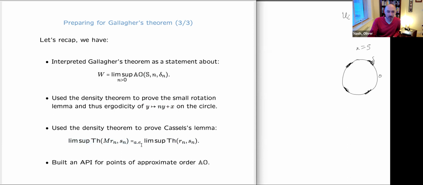And Castle says, as long as you only care up to sets of measure 0, you can scale your radii by some positive constant. And we have an API for points of approximate order in the circle. Okay, so that was it.